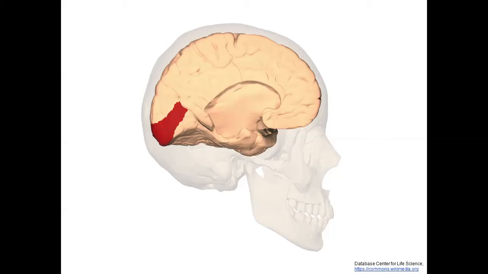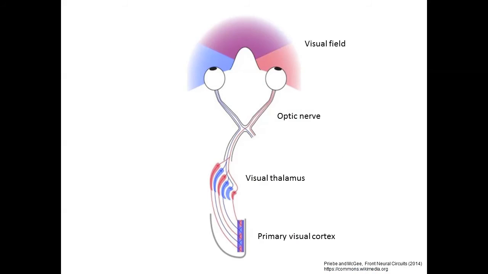The primary visual cortex is a large cortical area located in the back of our brains that processes visual information and has the most detailed map of visual space in the cerebral cortex, shown in red in this picture. Visual space can be seen with one eye, represented here in red or blue, or with both eyes, shown in purple. Visual information from each eye is transmitted through the optic nerve to the visual thalamus and then to primary visual cortex.